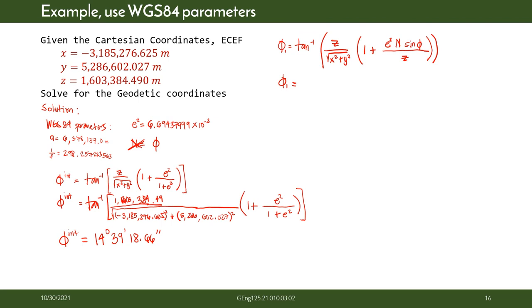So keep in mind that the phi that you will be using in this formula is the previous one, which is phi initial. Therefore, the result for the second iteration is equal to 14 degrees, 39 minutes, 23.12 seconds.